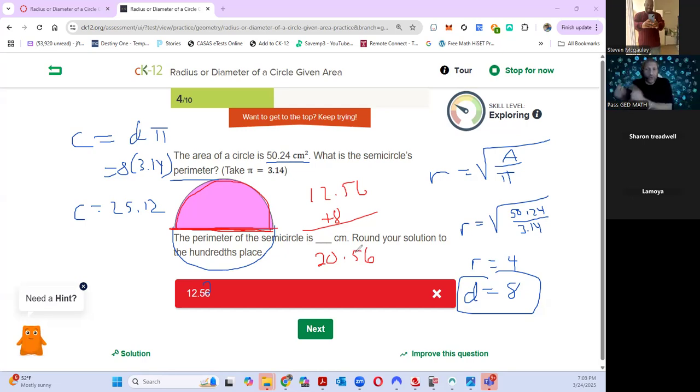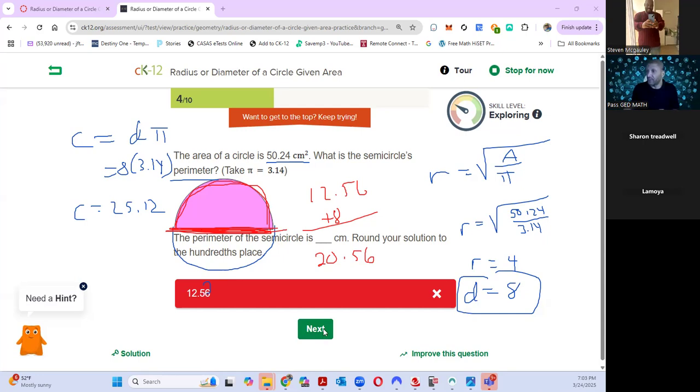Mr. Tinsley, why would you do this problem and get it wrong on purpose? Because I want to show you the mistakes that people make. This is why you've got to look at each problem and understand what the perimeter is, what circumference is. It's the distance around. So half of the circle is right here, but I forgot this right here, which is my diameter. So the actual answer is 20.56.